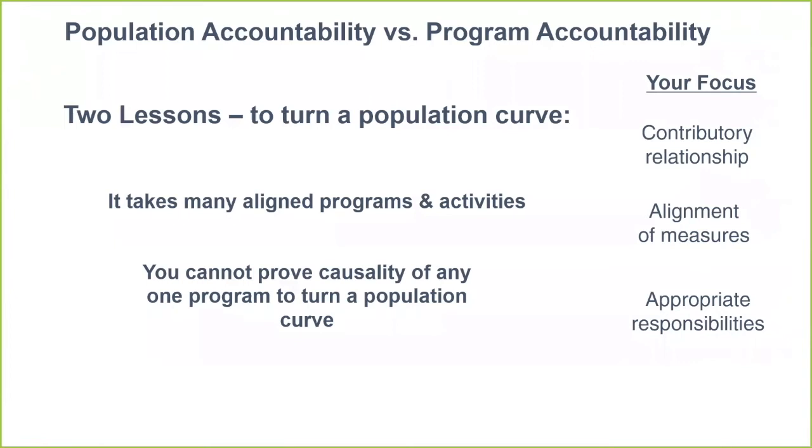If we want to make sure that all kids in the community don't lose their knowledge during the summer, one program can't do that alone. It takes partners, it takes a whole host of activities. So it takes many aligned programs and activities, and you cannot prove causality of any one program to turn a population curve. All you can prove or demonstrate is a contributory relationship because of an alignment of measures and because everybody around the table is taking appropriate responsibilities to do their role.